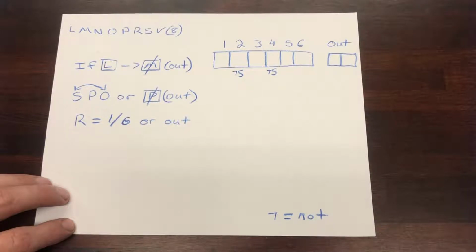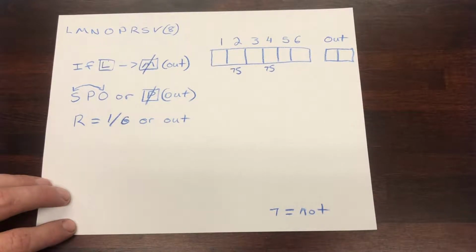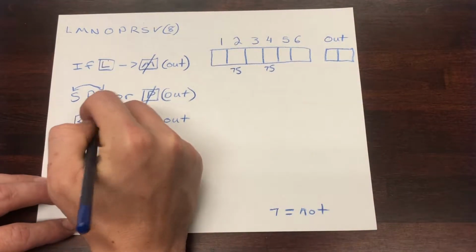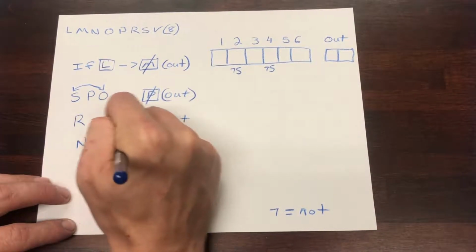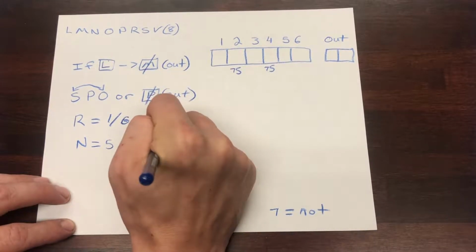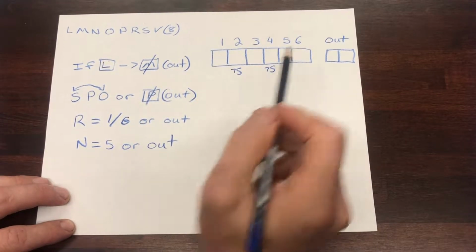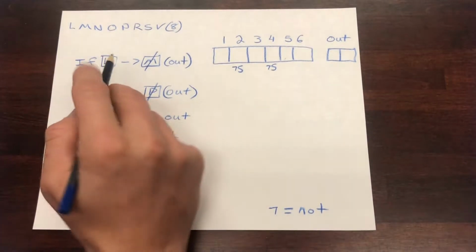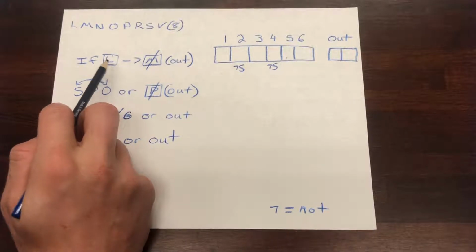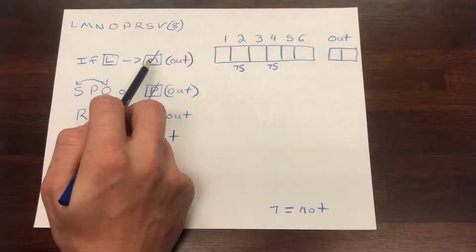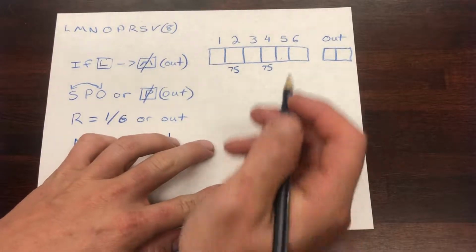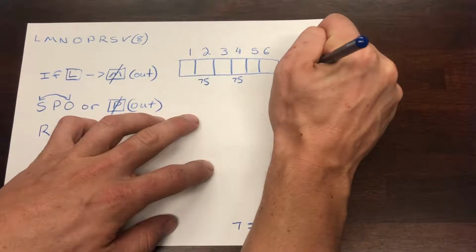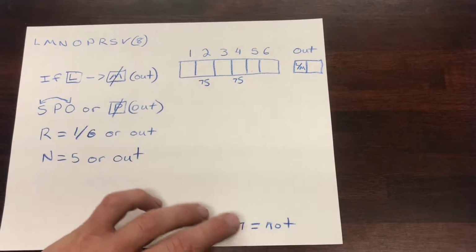Next one, N's bowl can be displayed only in position 5. Most people are going to put N here in 5. That's not right. N equals 5 or out. You can't put it in here because it may be in and may be out, and we don't know yet. What we do know in this rule is that L or M has to be out. They can both be out, but they cannot both be in. So here we're going to write L, M, and that just leaves us one spot.